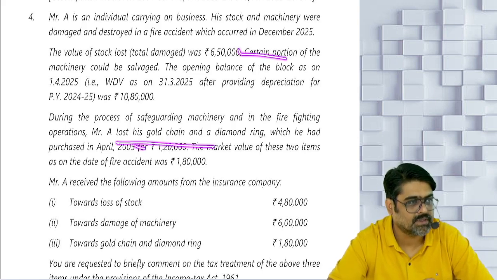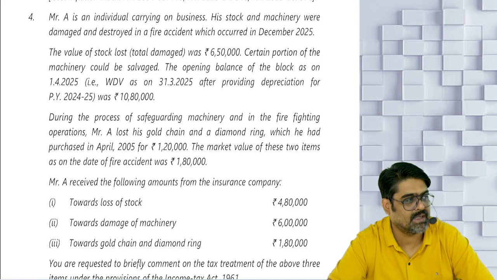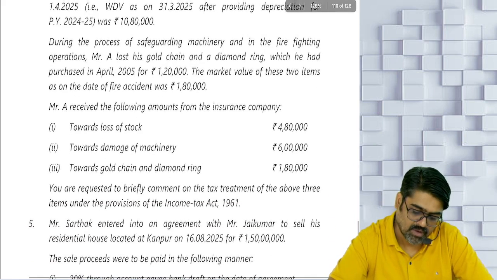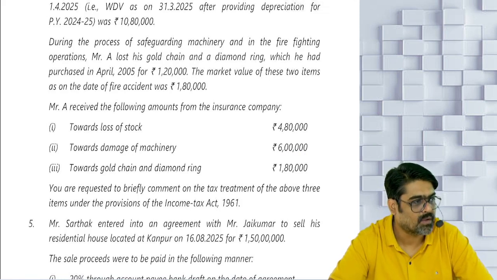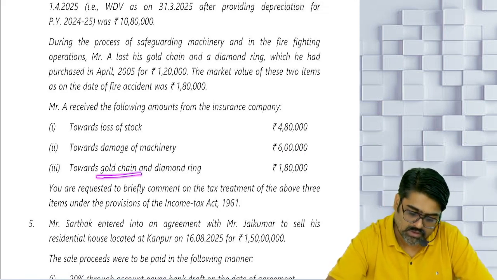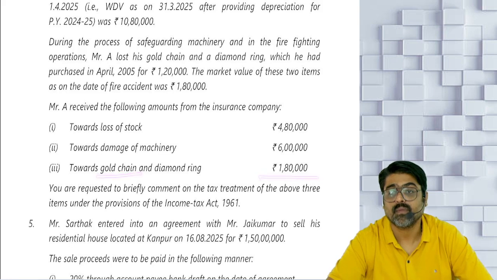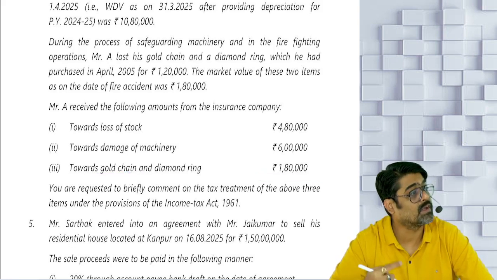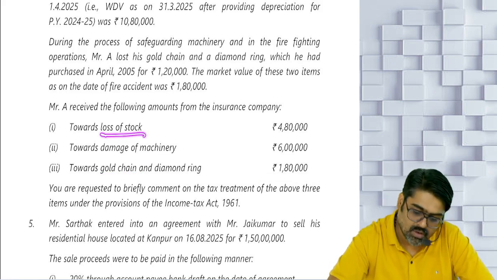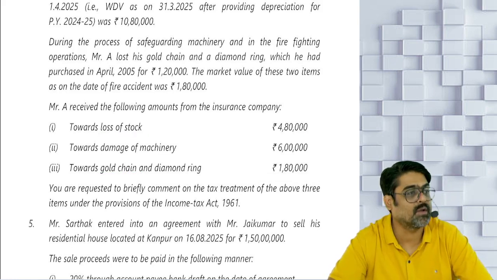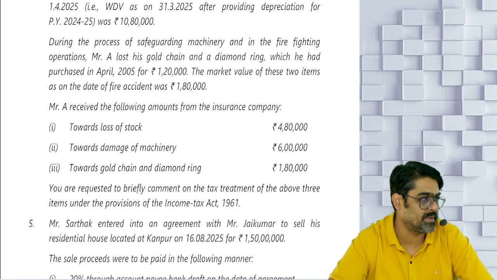Gold chain and machinery. For machinery, if you receive an insurance claim, how much? 6 lakh. This will be adjusted in the value of the block. For the gold chain, if you are receiving an insurance claim, that will go to section 45(1A), and capital gain will be calculated. And for the stock, if an insurance claim is received, this insurance claim will be treated as your deemed PGBP income.